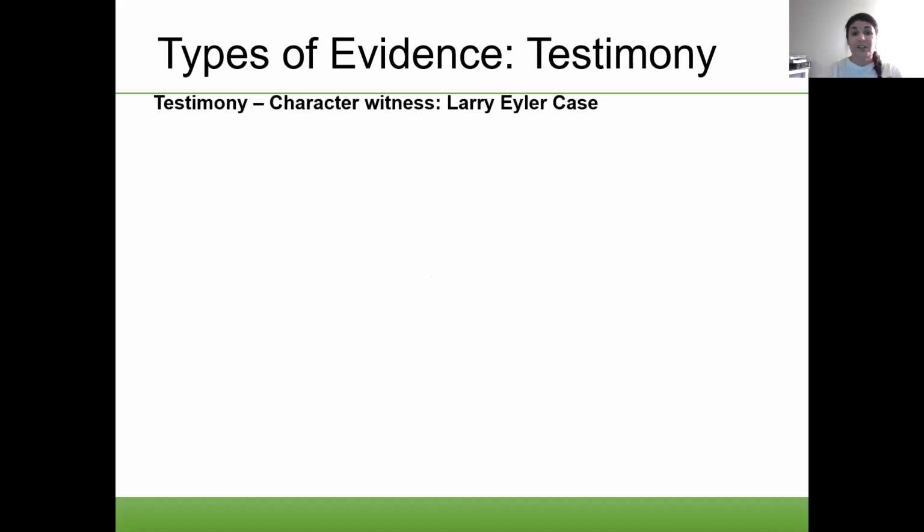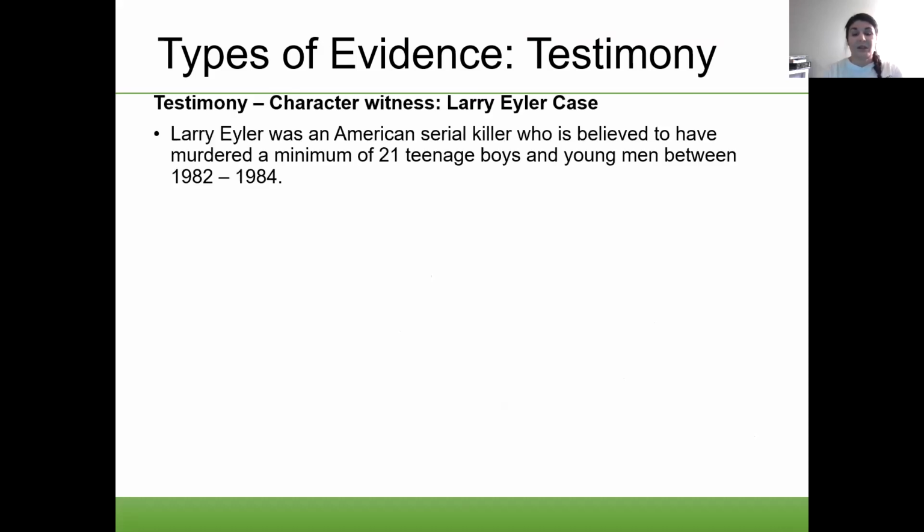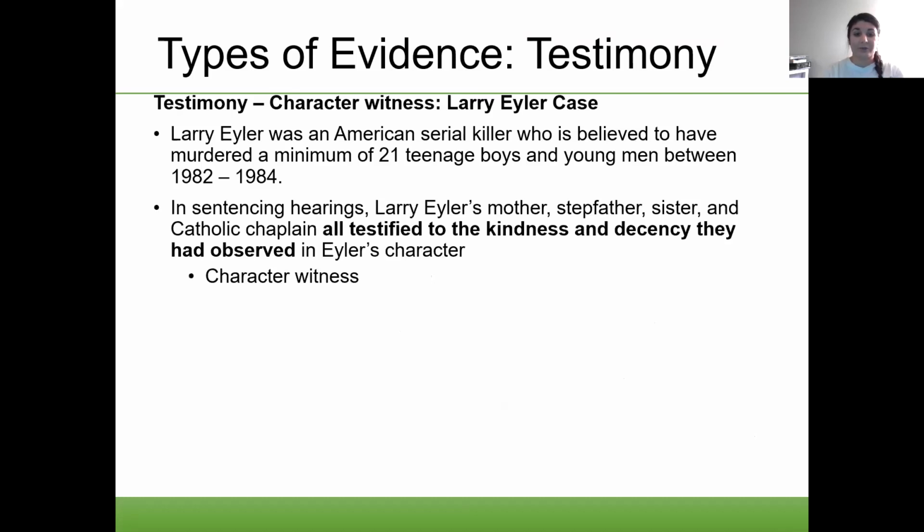So for example, character witness in the Larry Eiler case. He was an American serial killer who is believed to have murdered a minimum of 21 teenage boys and young men between 1982 and 1984. In sentencing hearings, so after he was already convicted of the crimes, they do sentencing hearings to see what their sentence should be. Sometimes in states where they have the death penalty, the sentencing hearing will see if they deserve life in prison or if their acts justify execution.